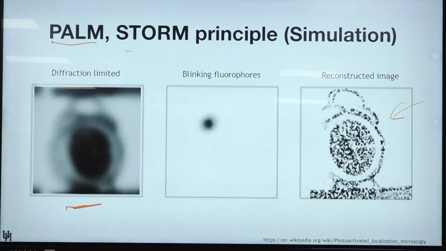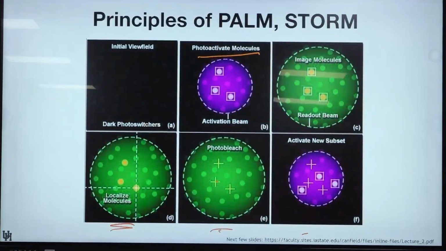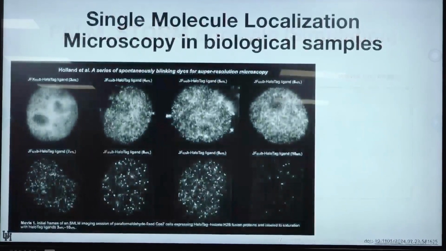There are a few scientists who invented it about the same time, and different scientists call it different things. PALM is basically photo-activated localization microscopy, and then STORM is stochastic optical reconstruction microscopy. A few different scientists came up with this, and I showed you simulations.